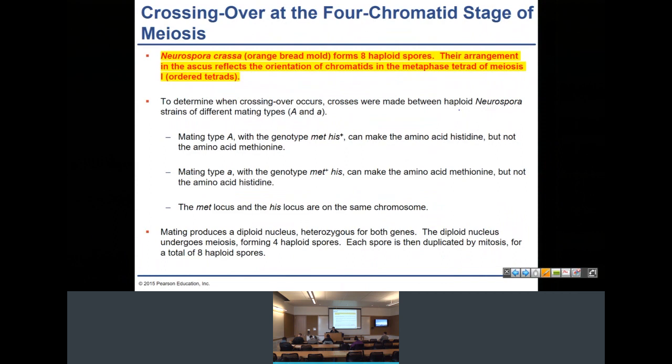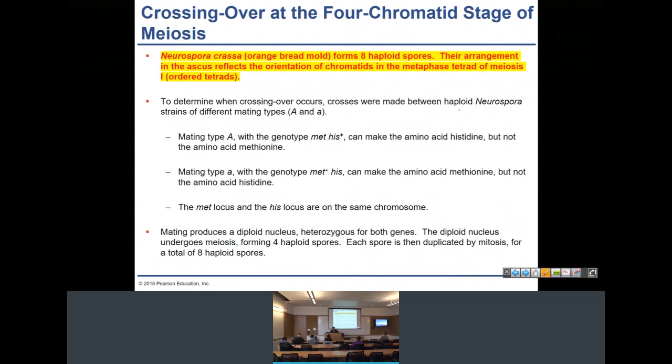With this bread mold, the way the little seeds, or spores, line up in the ascus, the little pod, is exactly how they line up at the metaphase plate. So the exact order in the pod can tell us what happened before, if there was crossover and such.